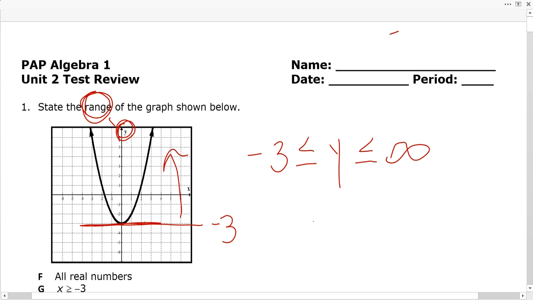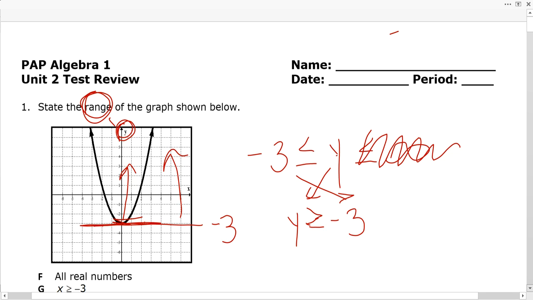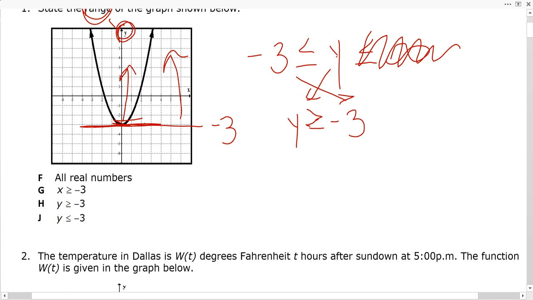So I think I kind of told y'all, if we have a number, we don't need this infinity, and y is bigger than -3 because all these values up here are greater than -3. So we have y greater than or equal to -3. I took this, turned it around. That's going to be answer choice H.